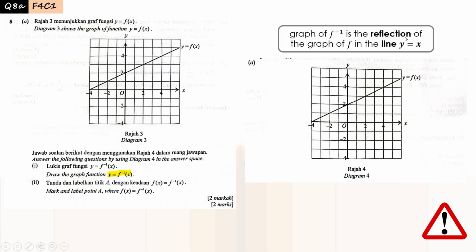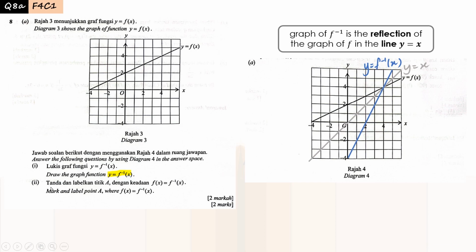Okay, so let's draw out the y equals to x line first. So it means joining all the points where y and x are the same, right? And then use this line to draw out the reflection. Okay, and don't forget to label.